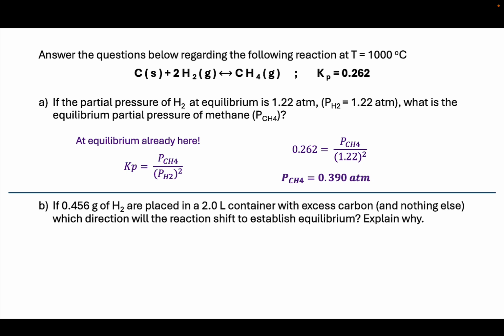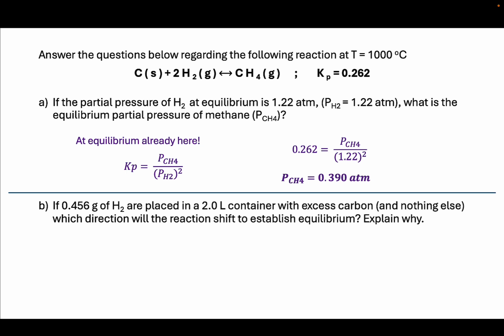Pretty straightforward, and key to this problem is recognizing that we're at equilibrium already. This is not a shift to equilibrium. And if we're at equilibrium, we know we have to have some product gas, and this is the amount that will be in equilibrium with that H2.